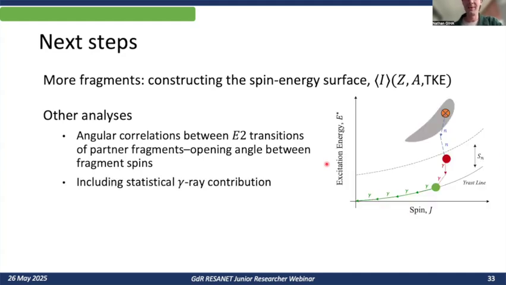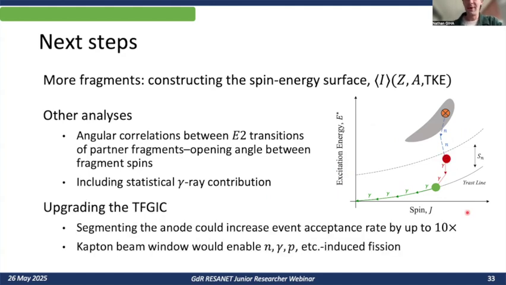I think it would be nice to include the statistical gamma ray contribution somehow. This would require some models most likely, but this would also help to include another source of possible spin removal. And if we had a nicer fission chamber for the experiment, we could have maybe 10 times the statistics. That'd be super nice. And adding a beam window would unlock so much additional study down the road. Being able to do similar studies with induced fission would be really interesting.